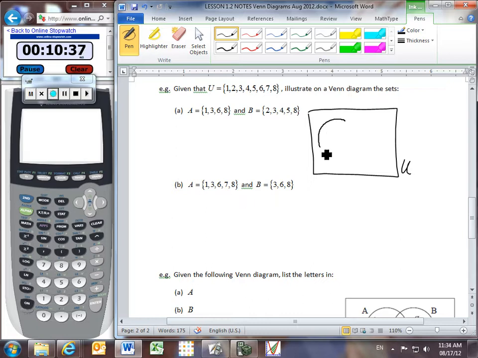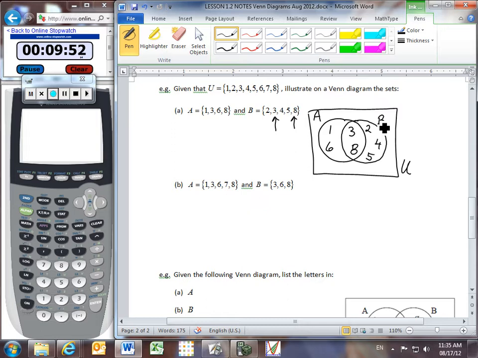Let's draw now my set A, which we know contains 1, 3, 6, and 8. And I'll label it as set A. And we also have set B, which contains 2, 3, 4, 5, and 8. Well, 3 and 8, it turns out, also belong to set A. So that must mean that 3 and 8, because they're in both A and B, belong to the intersection of the two sets. So 3 and 8 are inside B. We've also got 2, 4, and 5 inside set B, but not members of set A.